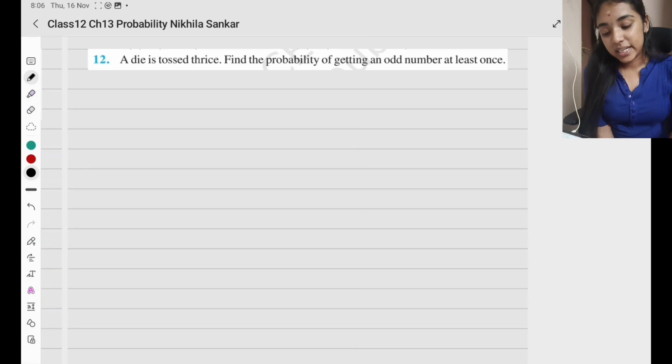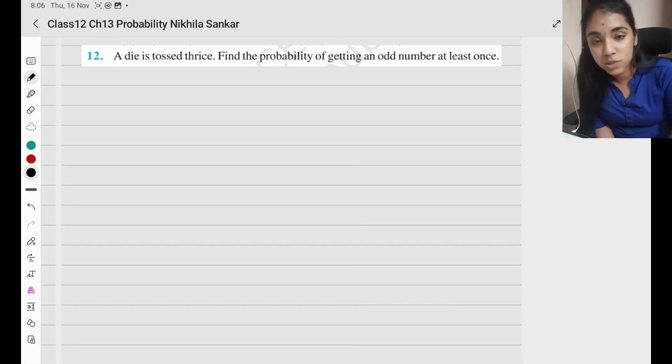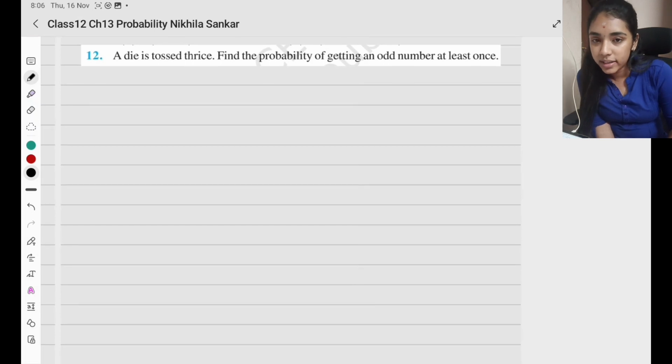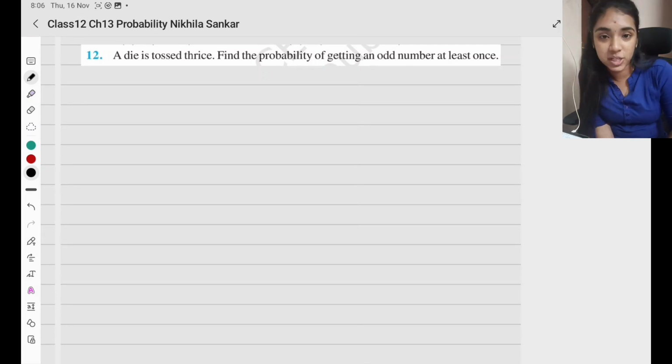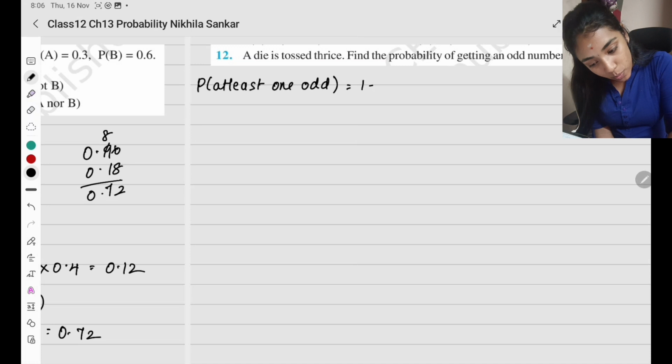Question number 12. A die is tossed thrice. Find the probability of getting an odd number at least once. At least once means 1 time, 2 times or 3 times. So what can we do? Take the probability of no odd number and subtract from 1. So probability of at least 1 odd is going to be 1 minus probability of no odd.